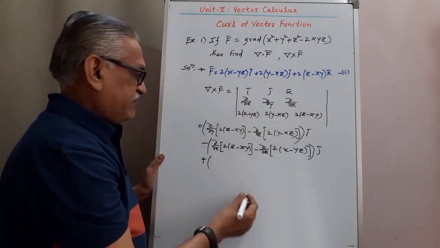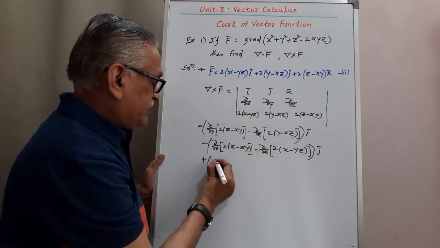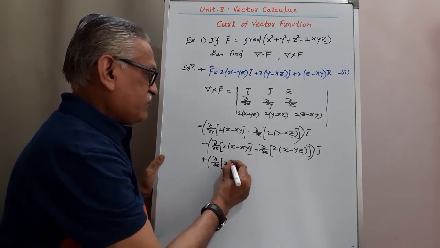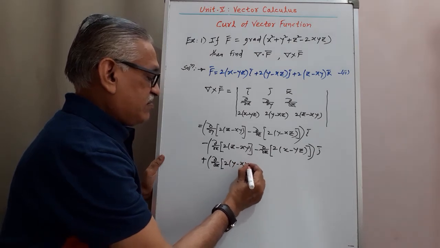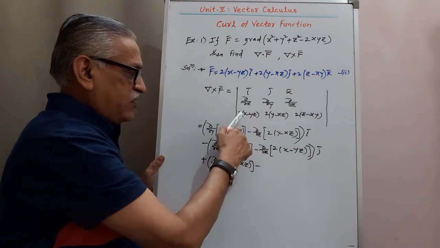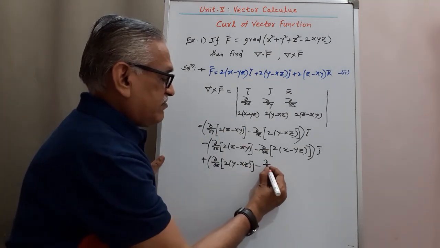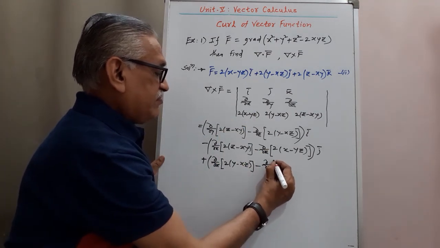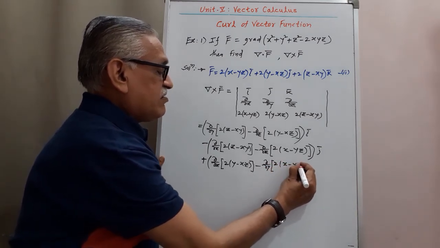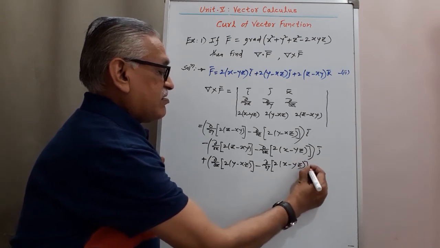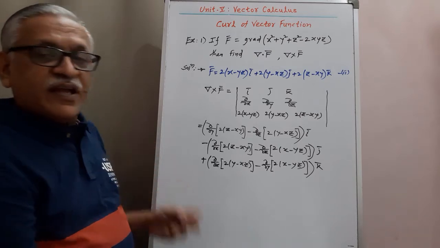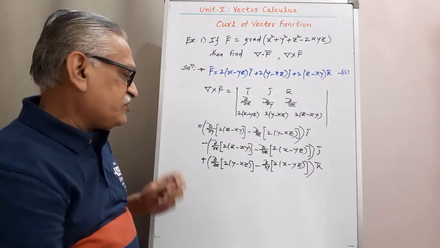as it is ∂/∂x of (2y − xz) minus ∂/∂y of this (2x − yz), into k, and then obtaining the partial derivatives.